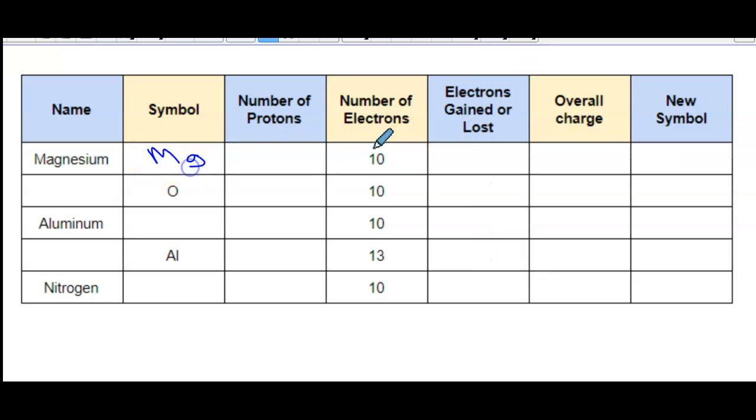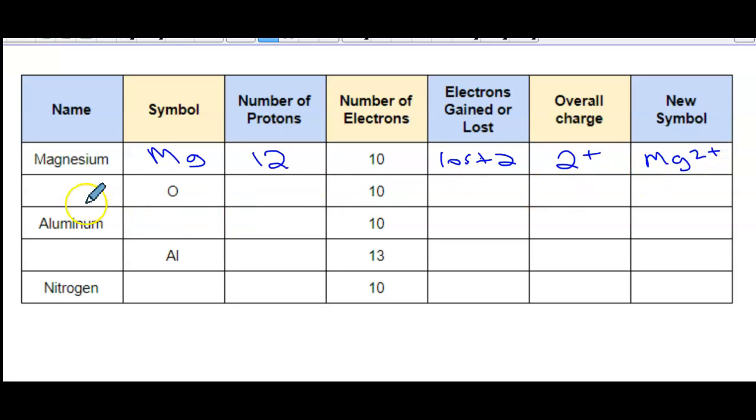Mg. Protons are going to be 12, if you're looking at a periodic table. And if it has 12 protons and 10 electrons, then it lost 2. So its overall charge is a 2+, and its new symbol would be Mg 2+.